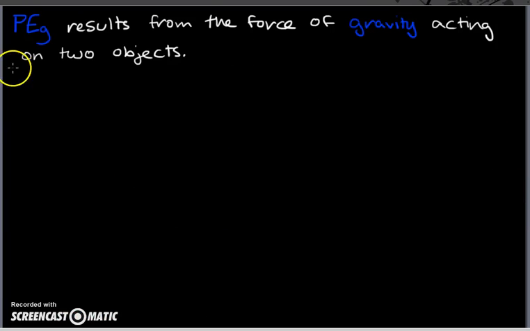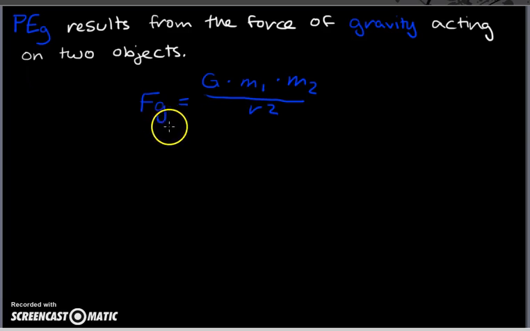Gravitational potential energy results from the force of gravity acting on two objects. As we learned when we were studying gravitation, any two objects that have mass have a force of gravity between them that attracts them toward one another. This is defined in our universal law of gravitation, which is that the force of gravity is equal to the gravitational constant G times the mass of one object times the mass of the other object over the radius between the objects squared. Because we need two objects to have a force of gravity in the first place, it should make sense that we need at least two objects within a system in order to have potential energy of gravity.